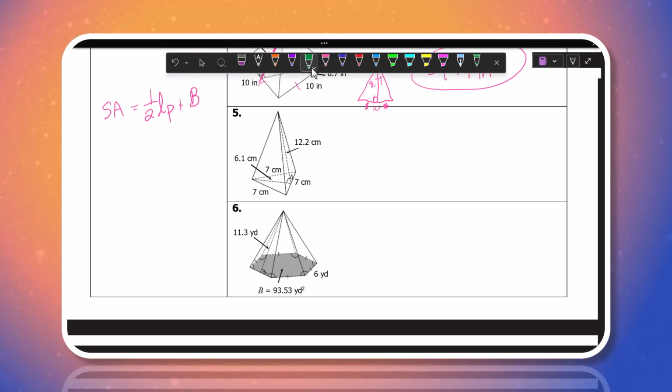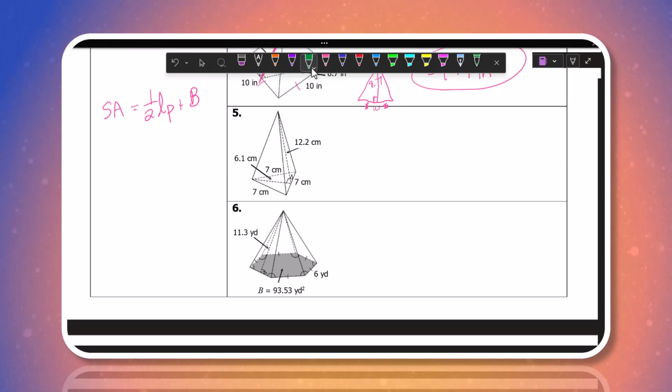Check out number 5. Another triangular pyramid. Okay, not going to do anything different. We have our slant height. We have the height of our triangle. And we have the base of our triangle. So we have everything that we need.